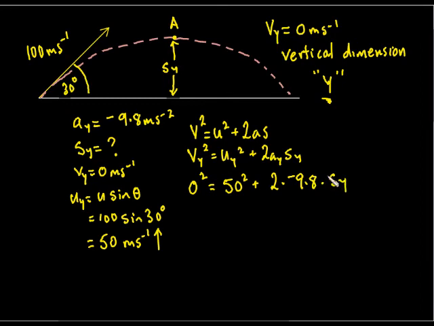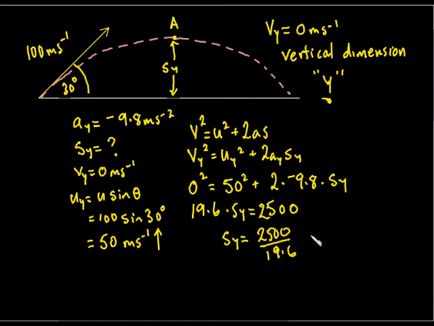times sy. Now we're going to move this whole expression over to this side by subtracting it from both sides. The minus sign becomes a positive when you bring it across. We multiply out the 2 by the 9.8. So we get positive 19.6 times sy is equal to 50 squared, which is 2500. Divide both sides by 19.6. We get 2500 divided by 19.6, which is equal to 127.55 meters up.